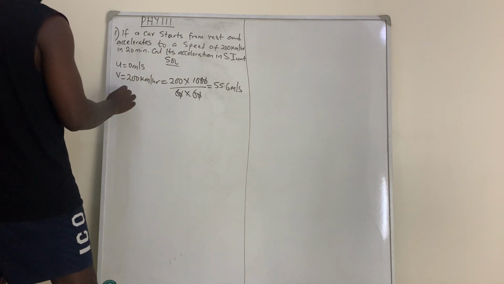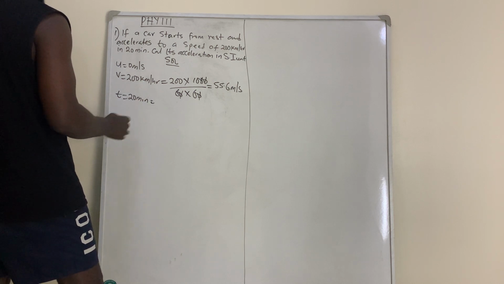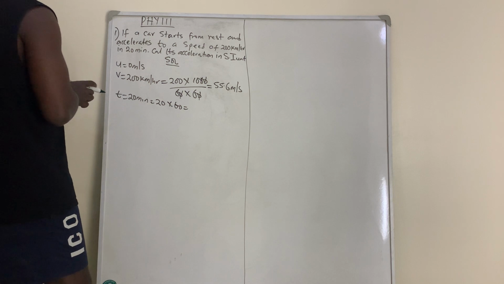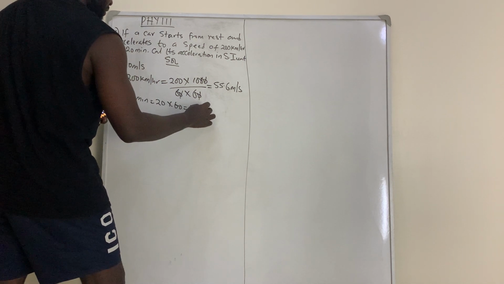Now we have gotten our final velocity, but they also gave us time. The time they gave us here is 20 minutes. Converting minutes to seconds, we're going to have 20 times 60, which will give you 1200 seconds.